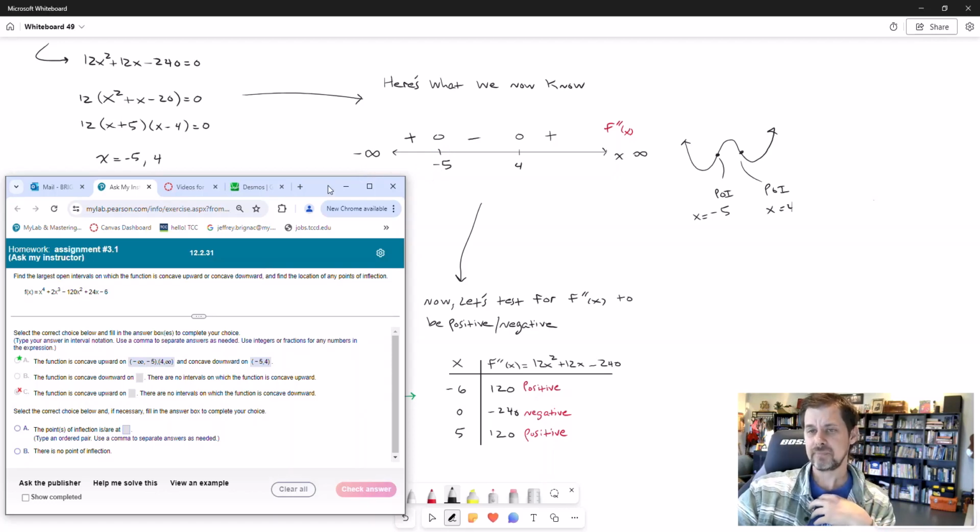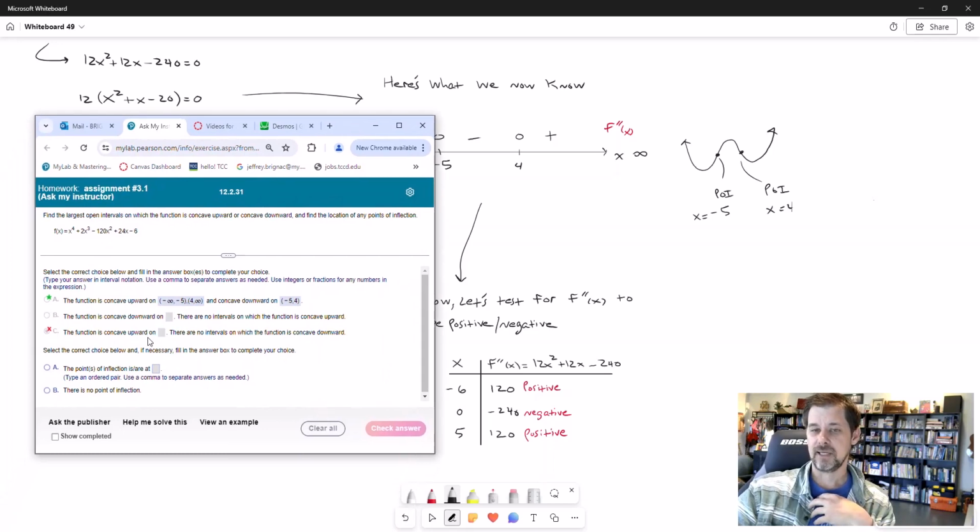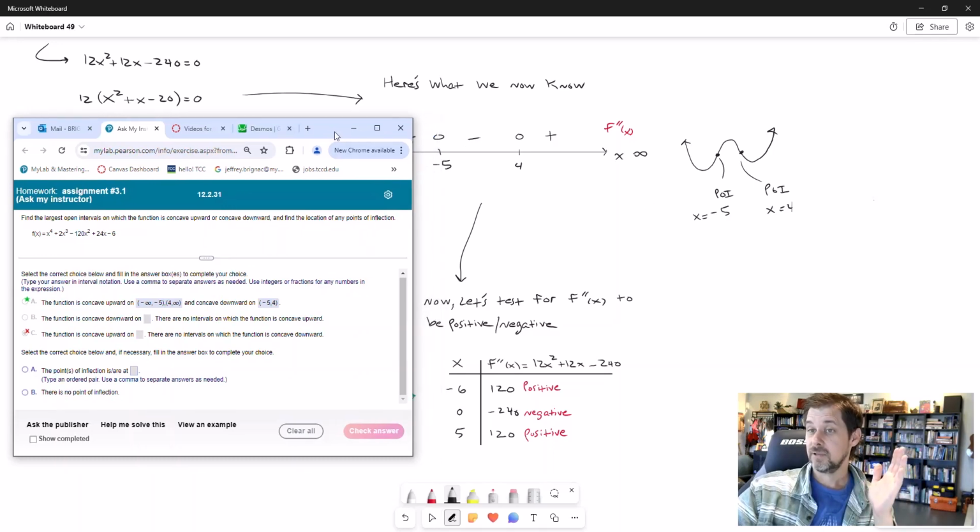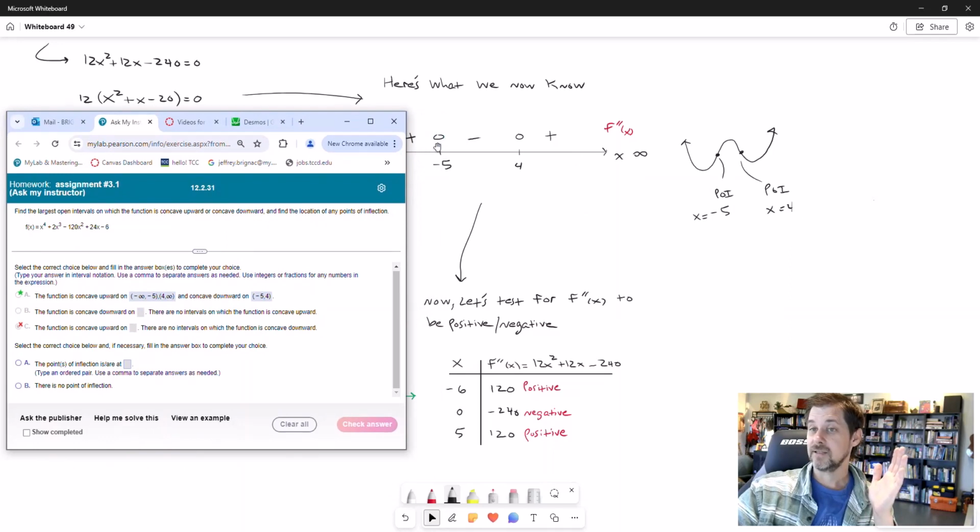Okay. All right. Now let's look at the second part. Select the correct choice below, so on. Where are the points of inflection? Okay, well, I figured that out already. Those are the places where the second derivative is 0.